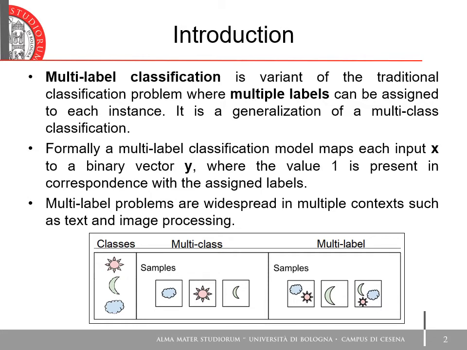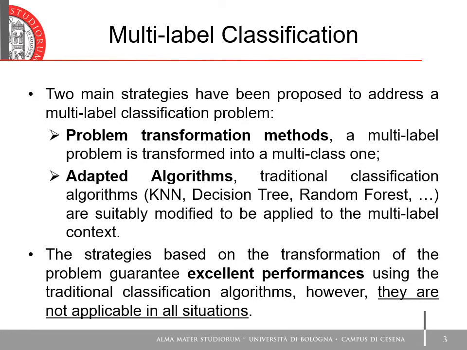Multilabel problems are already widely spread in some areas, such as natural language processing or computer vision. To solve these problems, it is possible to refer to two different strategies. On the one hand, solutions based on the transformation of the problem have been proposed, where a multilabel problem is transformed into a more canonical multi-class one. This offers the possibility to use all the knowledge already available for classification.